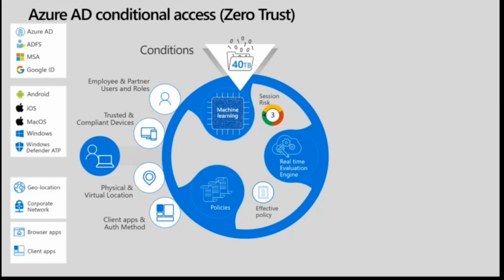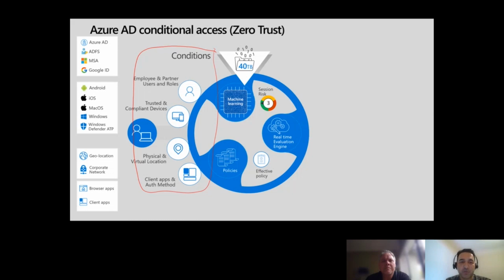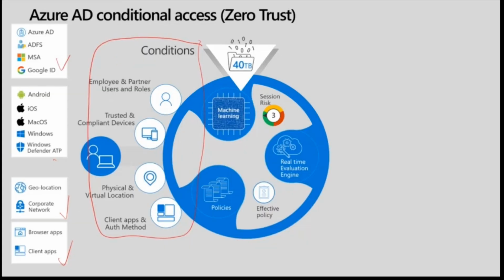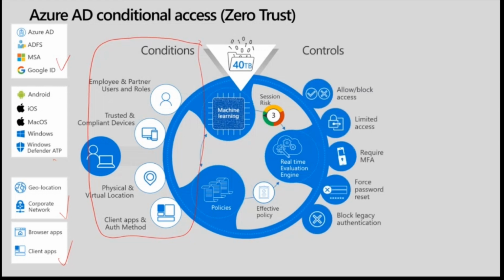We have a lot of data for machine learning to process in Azure, and then we can set conditions based on different things. If you remember, I talked about the four pillars: users, devices, apps, and resources. We can set conditions for all of these. We have the source, with different devices here. We have location, we have the type of apps, and we have the IdP here. And based on this, we can control the access.